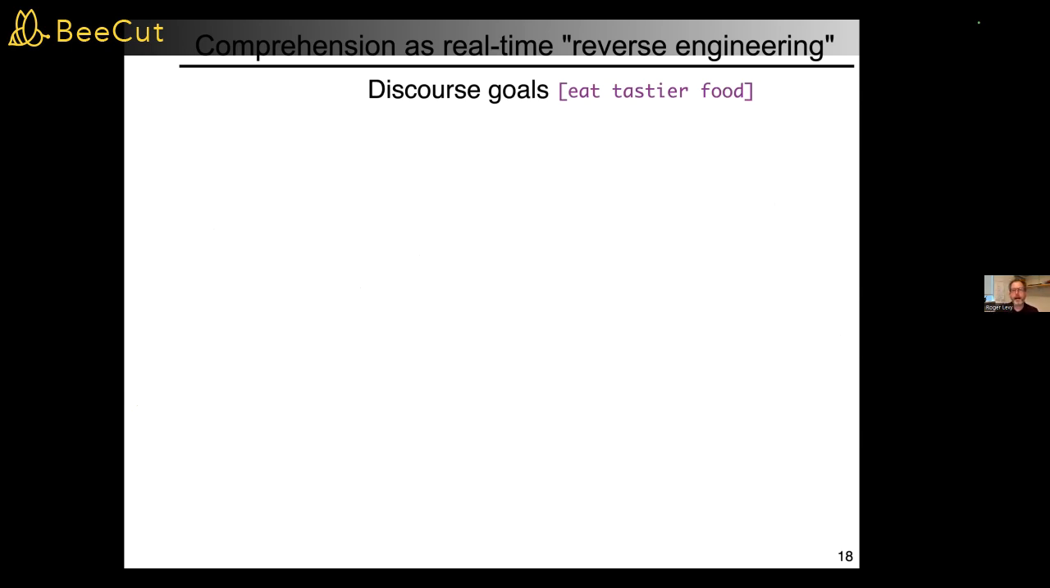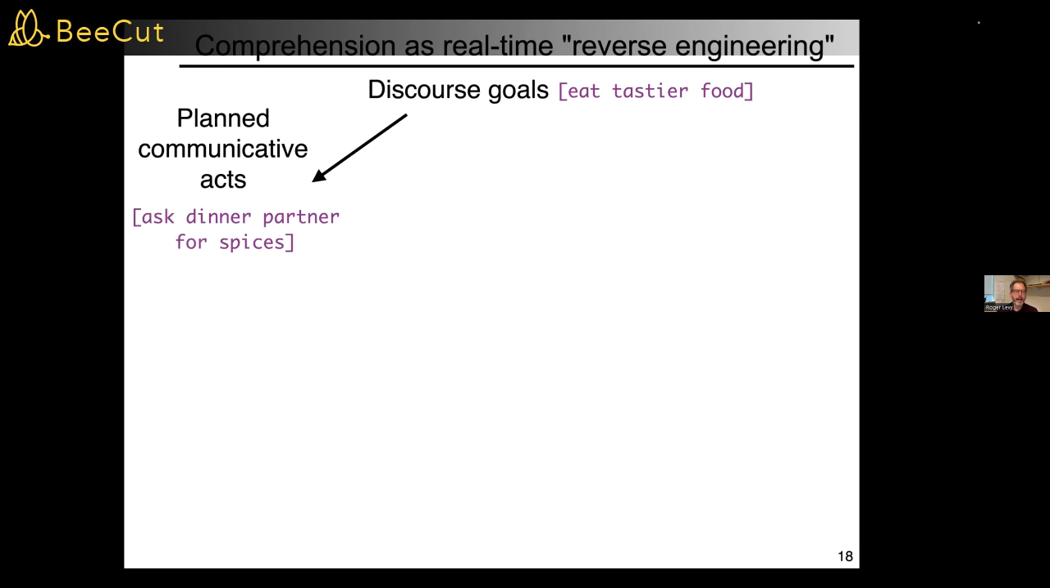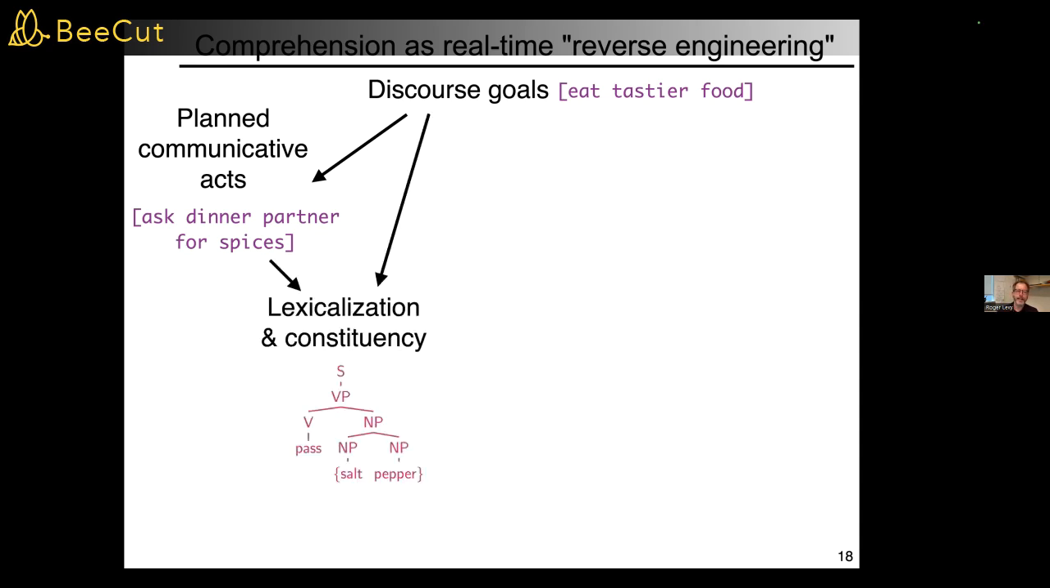This leads to a view of comprehension as real-time reverse engineering. So the picture is that actually the generative process by which language is produced is that speakers or writers have discourse goals. For example, if I'm in a meal with you, my goal might be to make the food that I have tastier. And this leads to planned communicative acts. For example, I might think that I'm eating with you, you're near the spices like the salt and pepper. I'm going to ask you for them because they're farther from me, or I would have to reach past you in order to get them. Let's say that's part of the context.